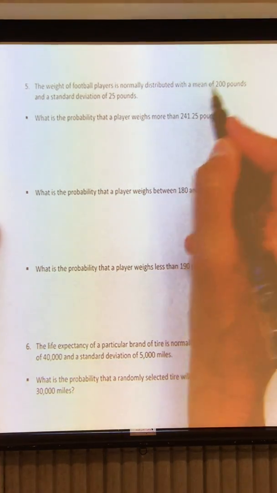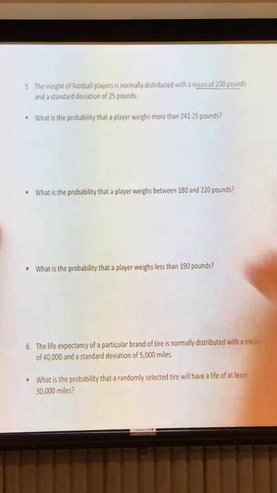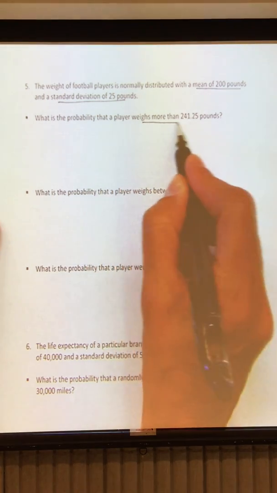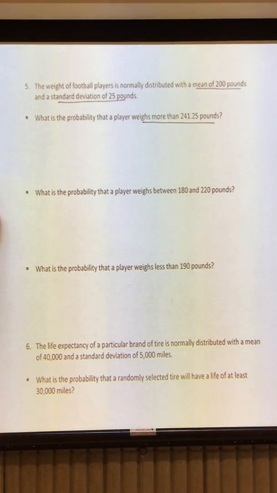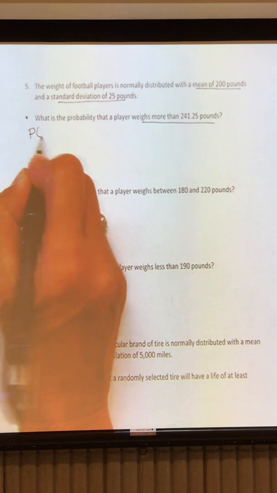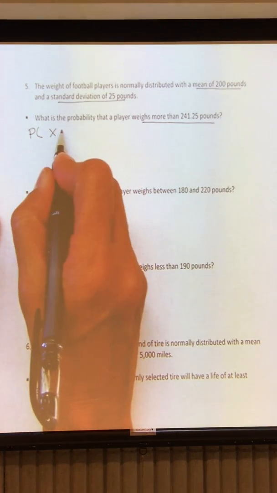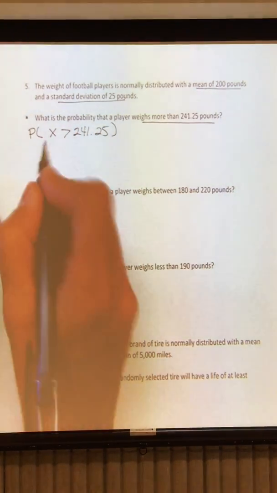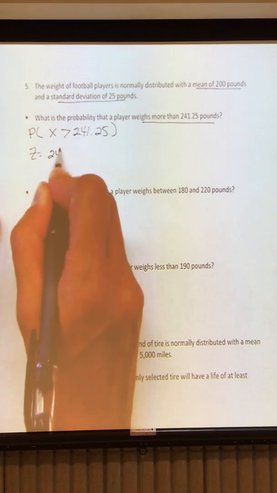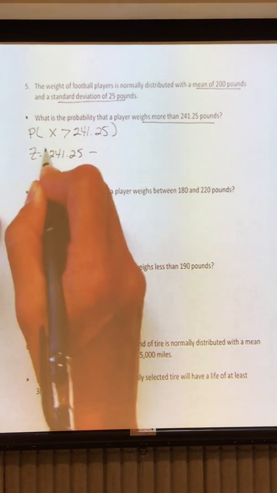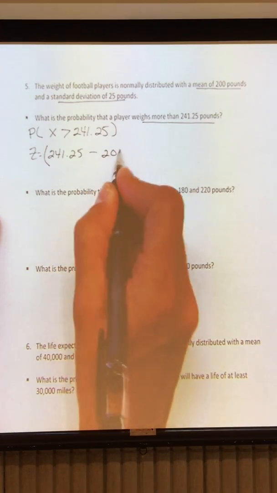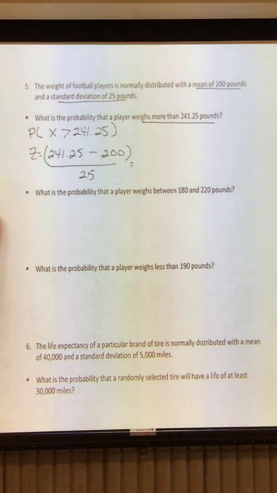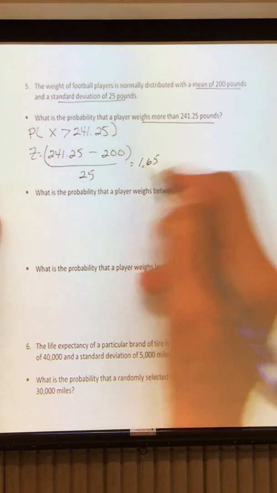Here you have the mean. The weight of football players is normally distributed with a mean of 200 pounds and a standard deviation of 25 pounds. Find the probability that the player weighs more than 241.25 pounds. So let's find the probability that the player, x, is greater than 241.25. Let's calculate the z-score. So you have x minus the mean, 200, divided by the standard deviation of 25. And that calculation comes out to 1.65.